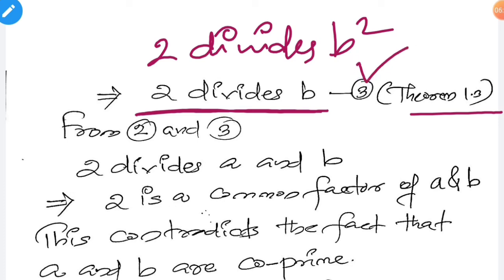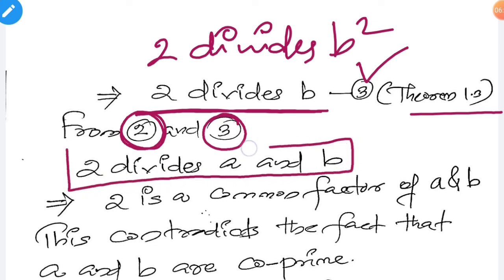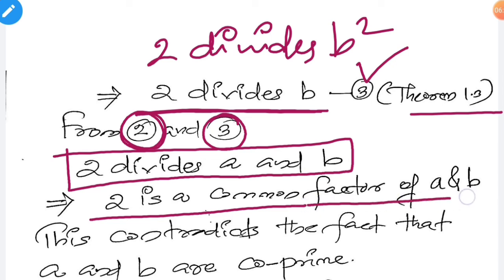Then from the second equation we have 2 divides a, and from the third equation we have 2 divides b. So from the second and third equations we have 2 divides a and b. 2 divides a and b means 2 is a factor of a and b. It means 2 is a common factor of a and b.